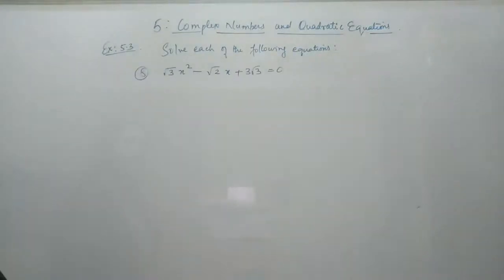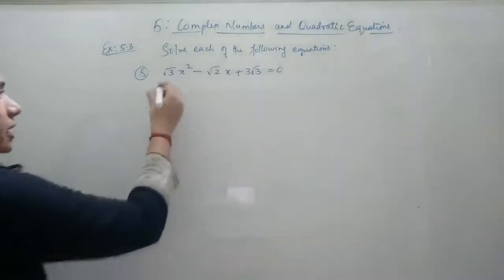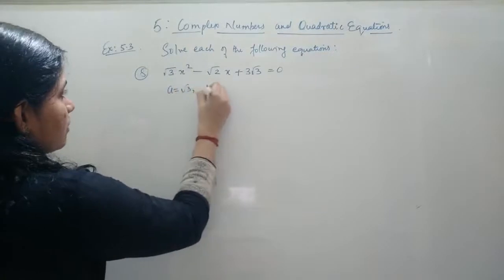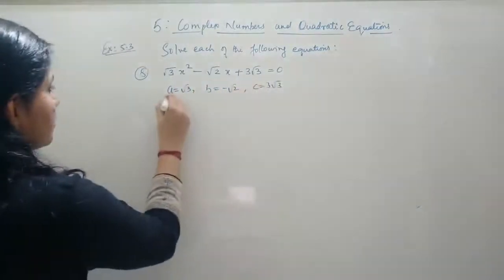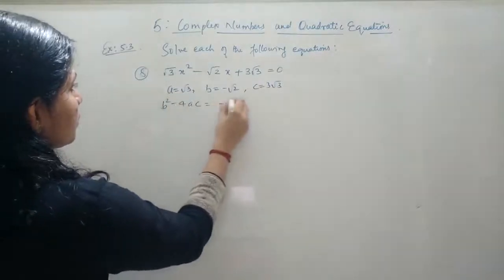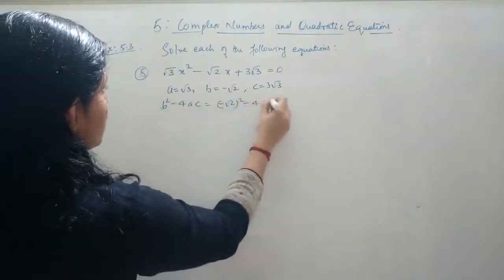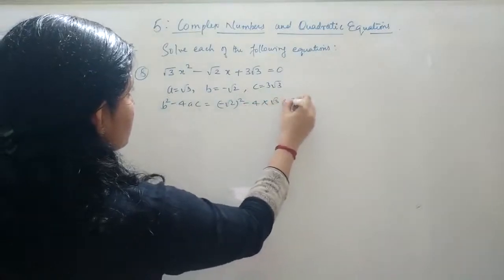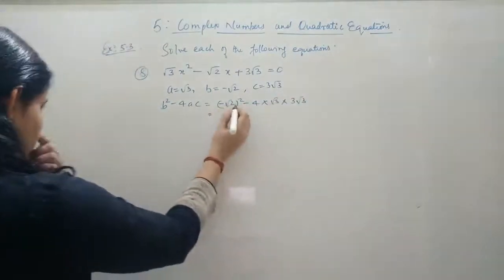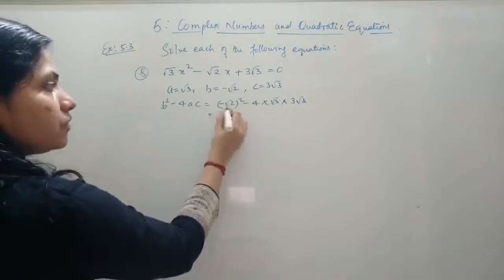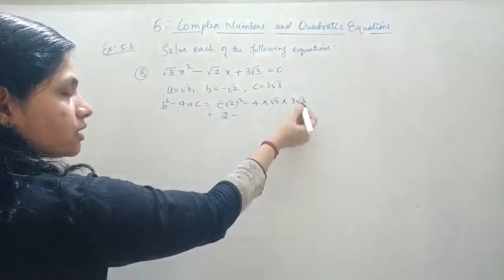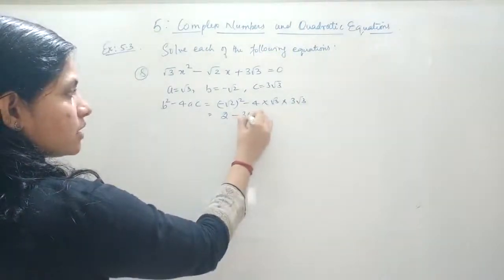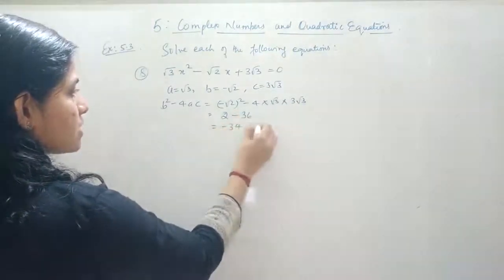Eighth question is root 3x square minus root 2x plus 3 root 3 equal to 0. Here a is root 3, b is minus root 2, c is 3 root 3. So b square minus 4ac is root 2 the whole square minus 4 into root 3 into 3 root 3, which is root 2 into root 2 will give you 2 and negative will become positive. So it is 2 minus 12 into root 3 into root 3 is 3. So 12 into 3, which is 36. So you'll get minus 34, less than 0.